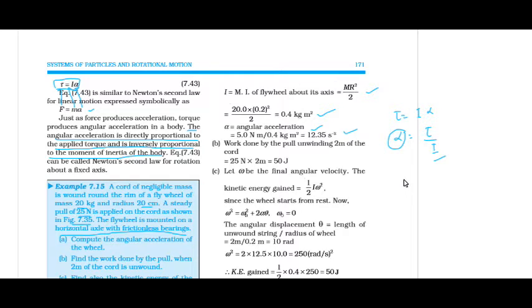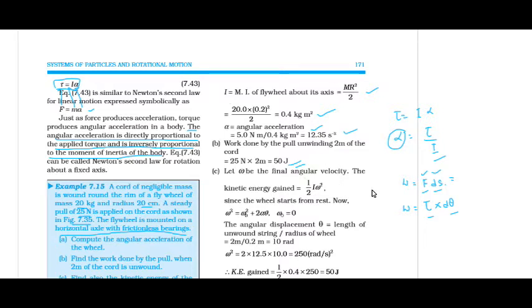Now, the work done by the pull in unwinding 2 meter of cord. If you have to remember, work done is equal to force into displacement. So here work done will be equal to tau d theta. In this case, it is F d s, so F is 25 Newton and d s is 2 meter. So this is 50 joule.